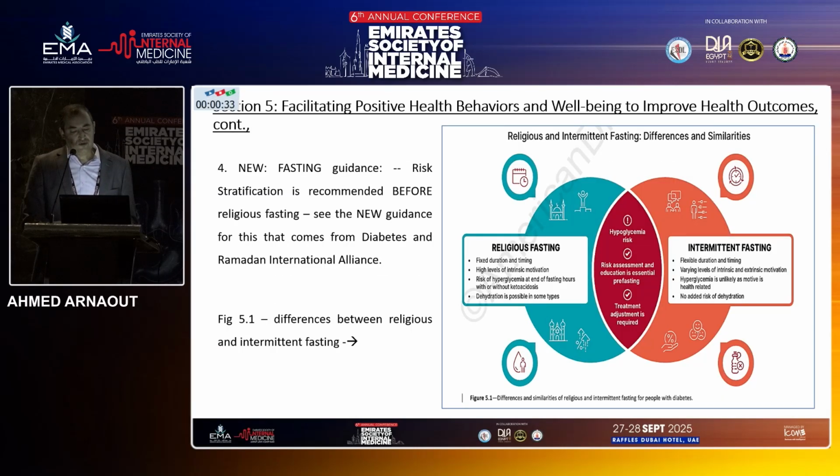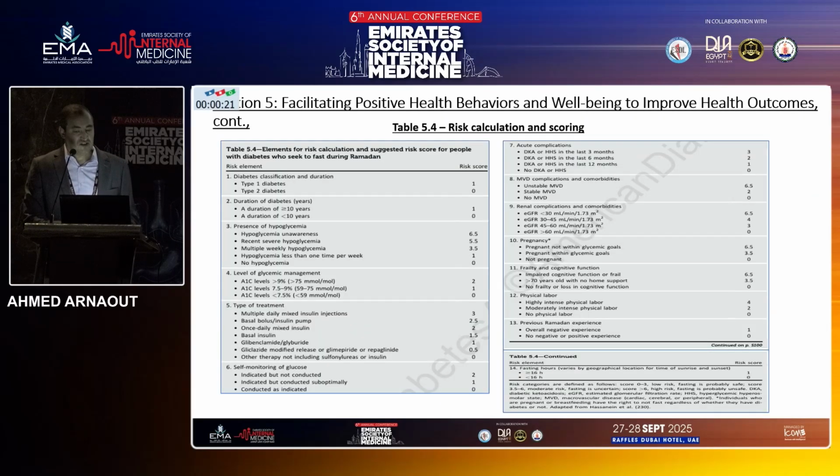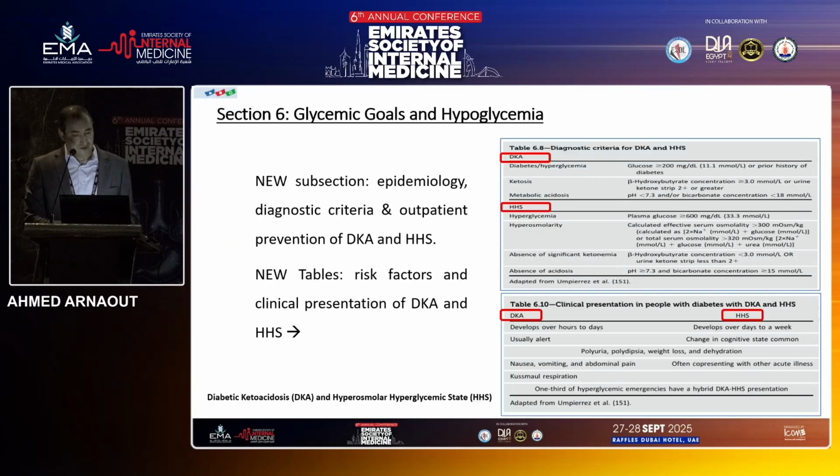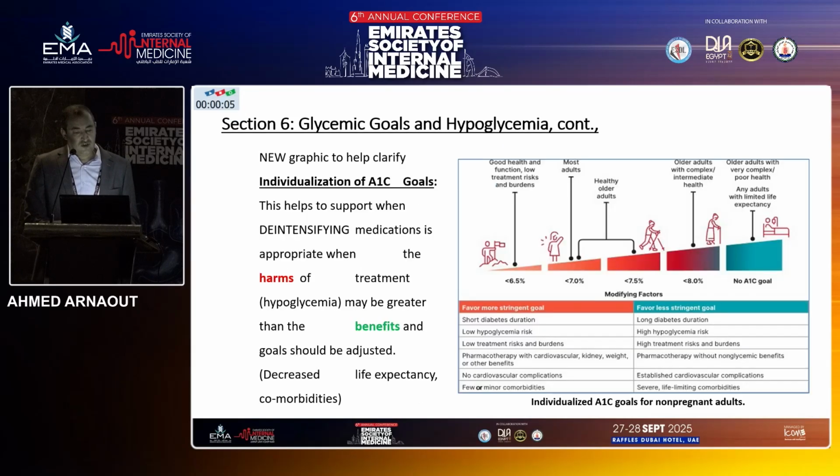This is a quick difference between religious fasting and intermittent fasting, of course with fixed duration and timing, and who will continue with intermittent fasting and religious fasting. This is the same score calculator. For weight loss, as we mentioned, the target goal is between 3 to 5%. However, if we achieve 15% weight reduction, we could achieve type 2 diabetes remission. This is a quick difference between diabetic ketoacidosis and hyperosmolar non-ketotic state.